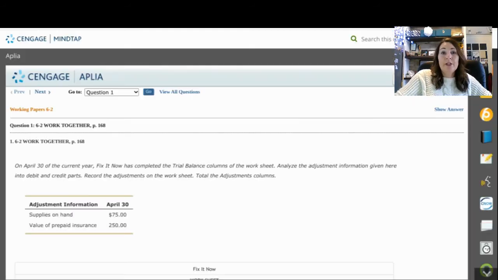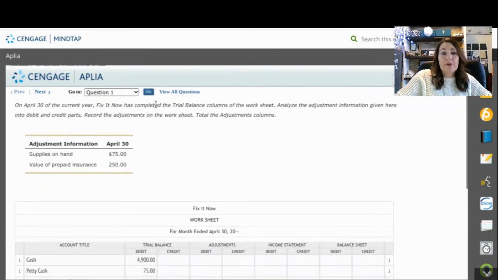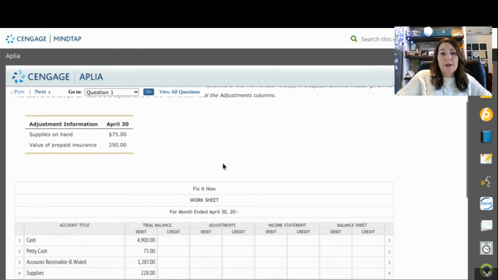So let's go ahead and do the work together problem. Here we've got work together. It says on April the 30th of the current year, Fix-It Now has completed the trial balance columns of the worksheet. That's what we did yesterday. We're now going to analyze the adjustment information given into debit and credit parts and record the adjustments on the worksheet and then total the adjustment columns.